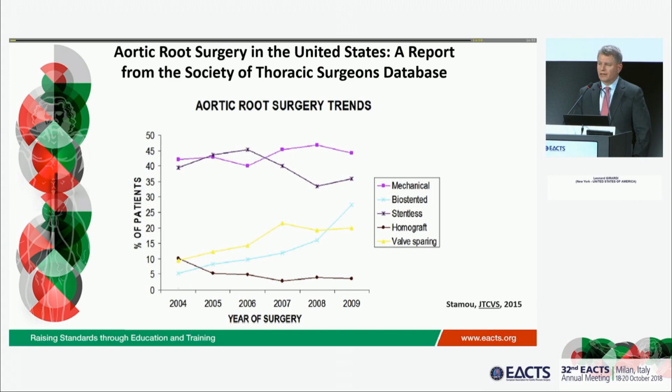One of the reasons that we need to focus on optimizing the long-term results is that we're performing a lot more of this surgery than we did in the past. Looking at this earlier study from the STS database, where nearly 14,000 aortic root procedures were performed over a 6-year period in the US, we saw that while mechanical composite valve graft remained the most commonly performed procedure, the number of valve sparings doubled in approximately a 6-year period. And this was across a very broad spectrum of centers performing cardiac surgery in the US.